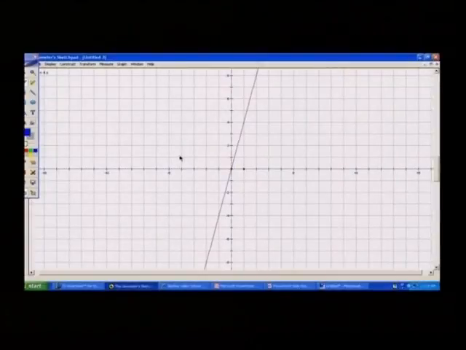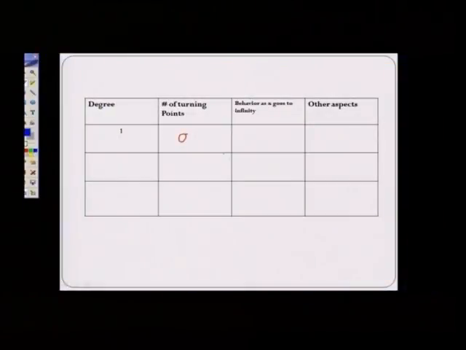And then let's look at what happens as x goes to infinity. As our x values get really, really large, what happens to our outputs? Those are going to infinity. So the number of turning points is 0, and I'll just type this one in. As x goes to infinity, the function's values go to infinity.